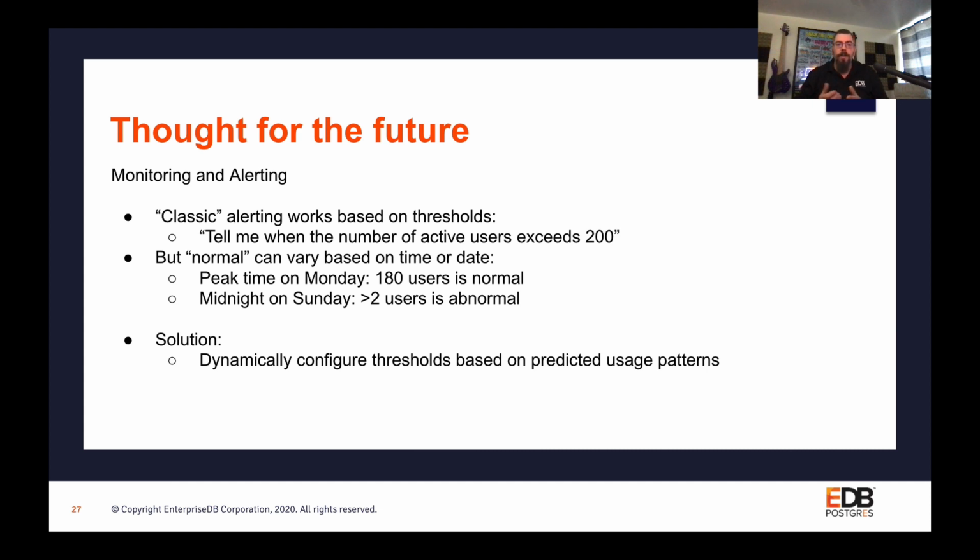This technology allows us to dynamically configure thresholds based on predicted usage patterns. So instead of just having a very static "tell me when there's more than 200 users", we can say "tell me when there's 10 users more than I would normally expect at this time of the week, in this month", and so on. And that can allow us to do much more effective monitoring and alerting than we might be able to do just with traditional mechanisms.